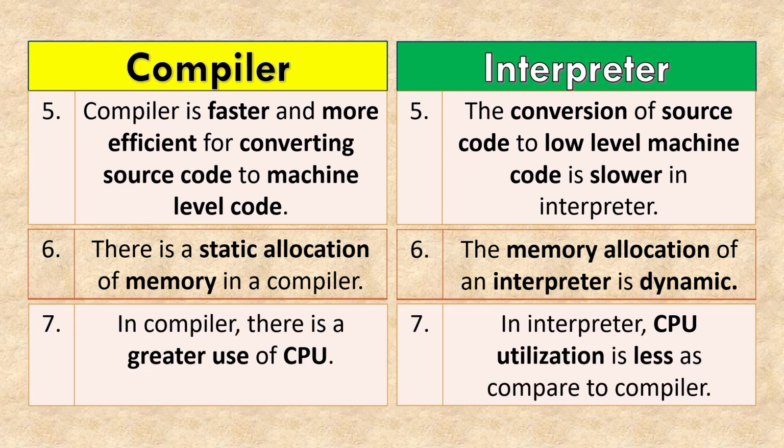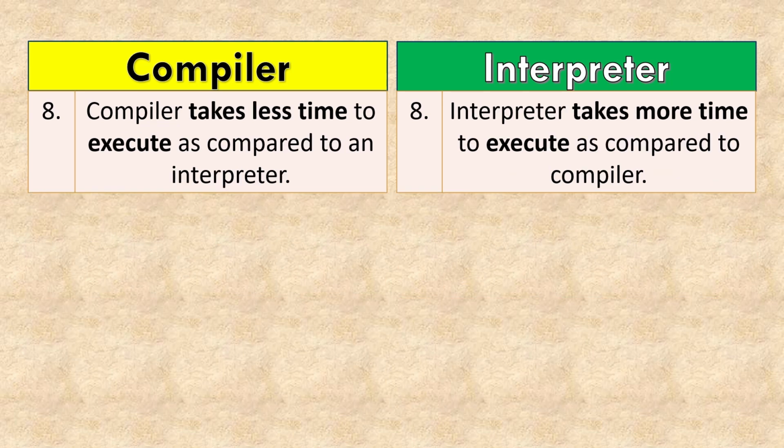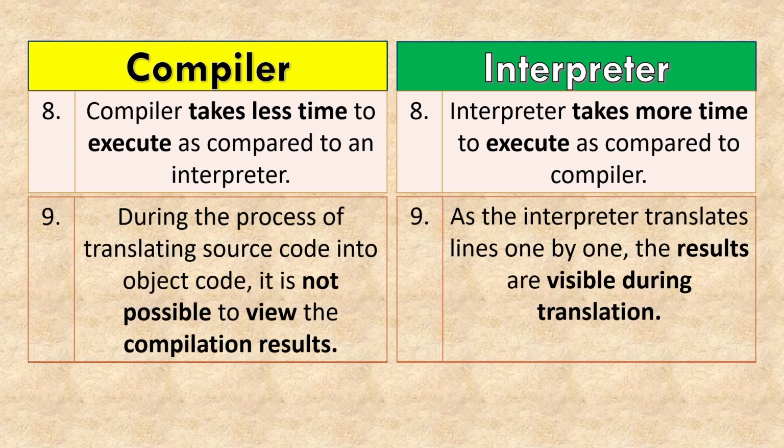In a compiler, there is a greater use of CPU. In an interpreter, CPU utilization is less as compared to a compiler. Compiler takes less time to execute as compared to an interpreter. Interpreter takes more time to execute as compared to a compiler. During the process of translating source code into object code, it is not possible to view the compilation results. As the interpreter translates lines one by one, the results are visible during translation.